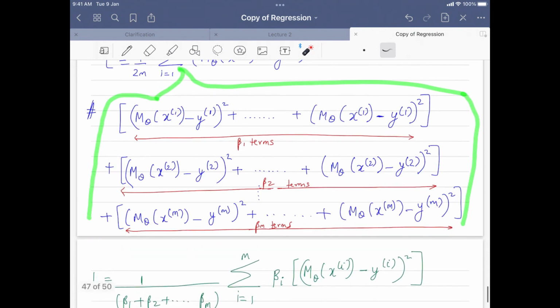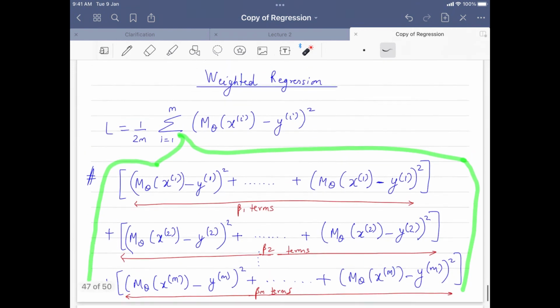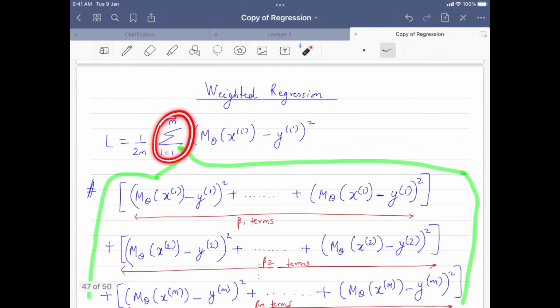Similarly, the mth sample, if it is happening beta m times, then we will club all these samples with the same value into a single term like this, and they are total beta m terms. This is beta 2 terms and these are beta 1 terms. So this is nothing but just an expansion of this summation, and it's very easy, right?